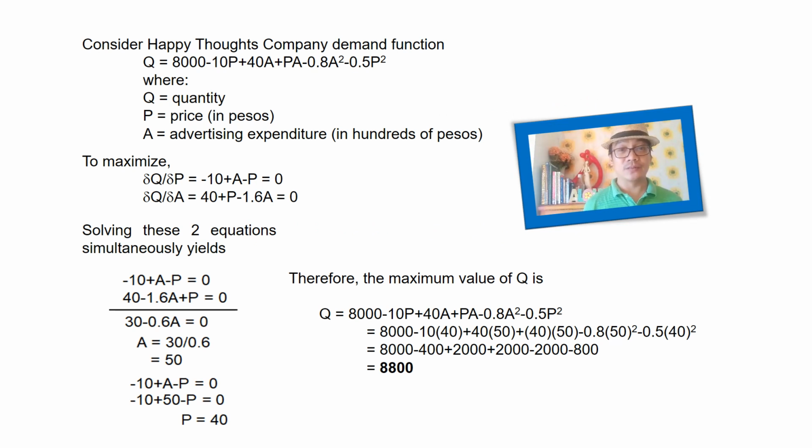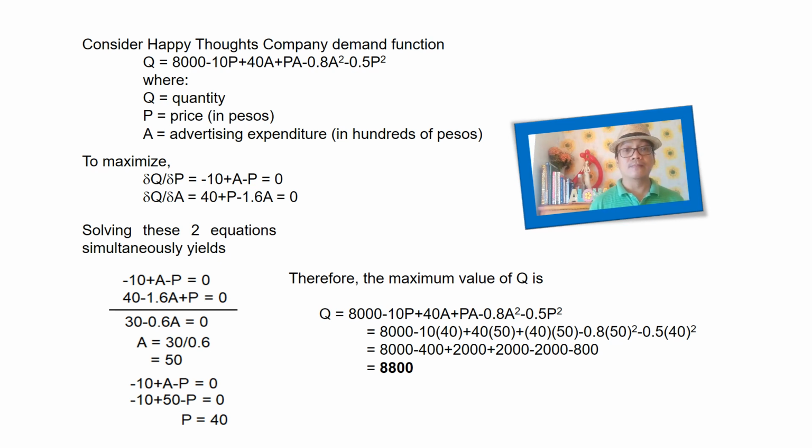As an illustration, consider Happy Toad's company demand function. Q equals 8,000 minus 10p plus 40a plus pa minus 0.8a squared minus 0.5p squared, where Q is the quantity, p the price in pesos, and a advertising expenditure in hundreds of pesos. To maximize the value of this function, each partial must equal 0.